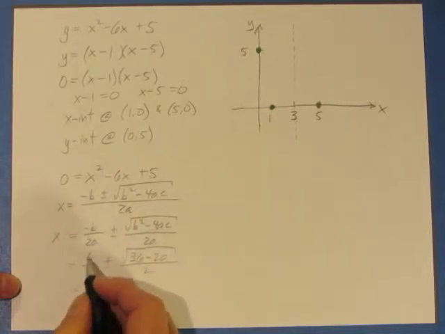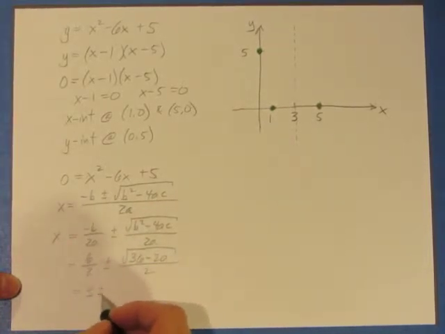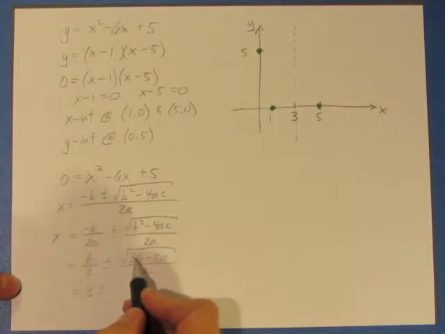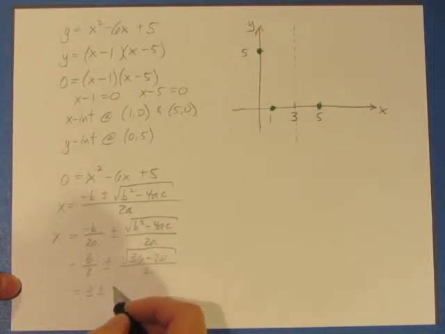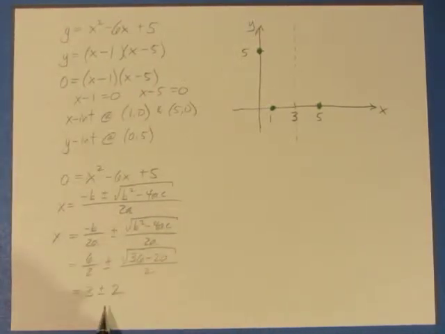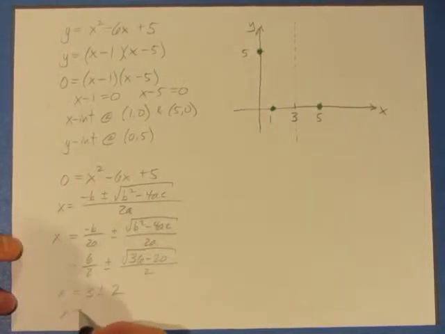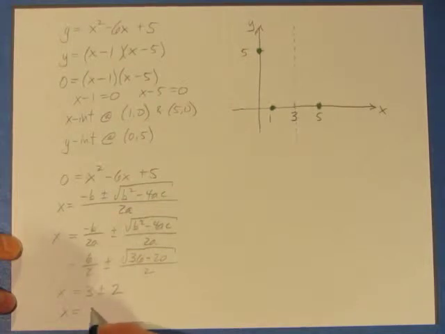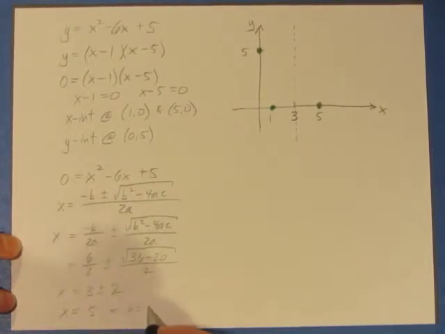So what do we have here? 6 divided by 2 is 3, plus or minus the square root of 36 minus 20 is 16. The square root of 16 is 4. And 4 divided by 2 is 2. Right? So normally I'd show a little more work, but I'm running out of space here. So we'll just put it there. 3 plus or minus 2. So 3 plus 2 is 5. Or 3 minus 2 is 1.